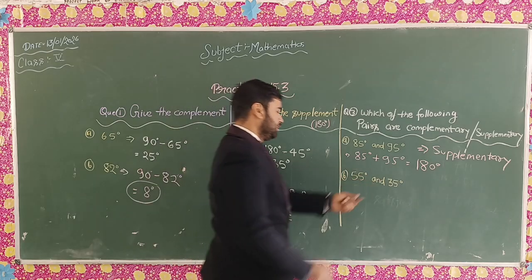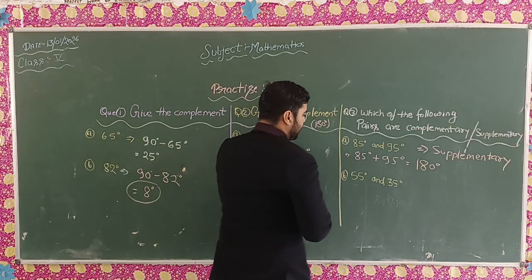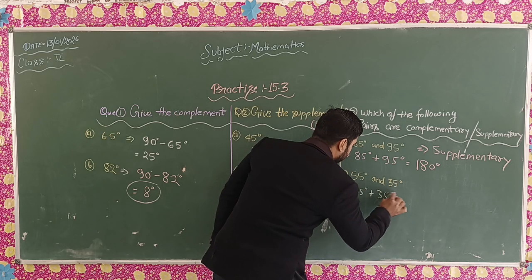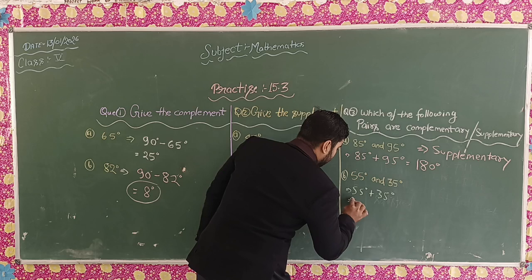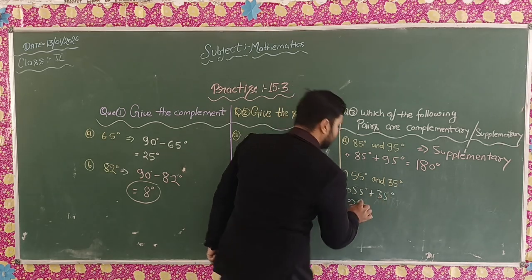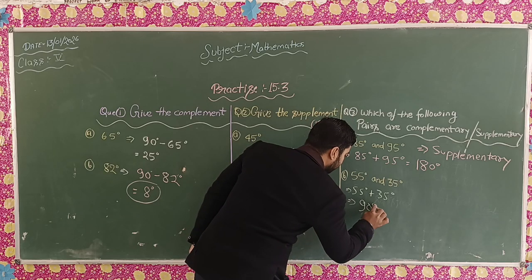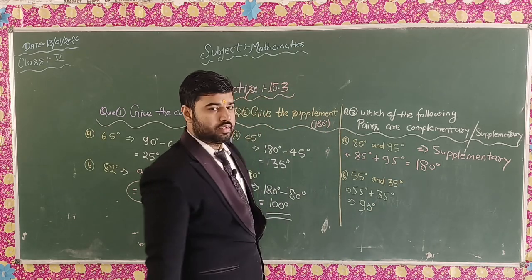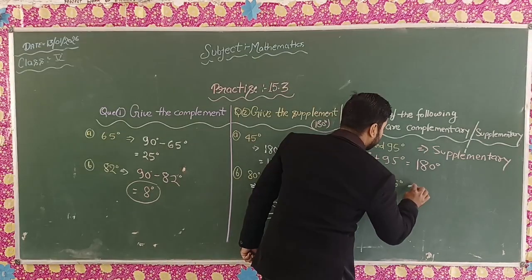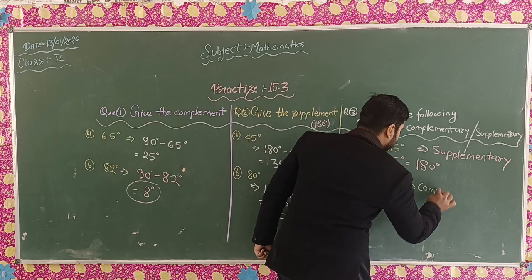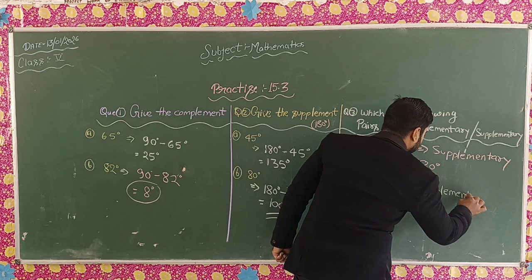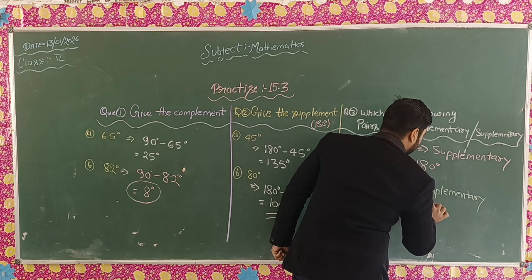Now let's add 55 and 35. 55 plus 35. What will be the answer? 55 plus 5, 60, and the remaining is 30, 90 degree. Now, if the sum is 90 degree, then this pair is known as complementary angles.